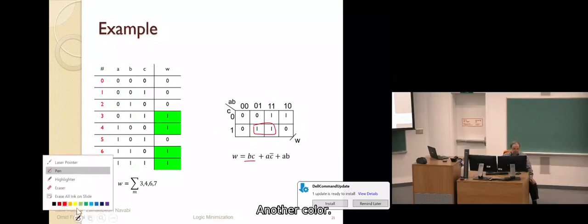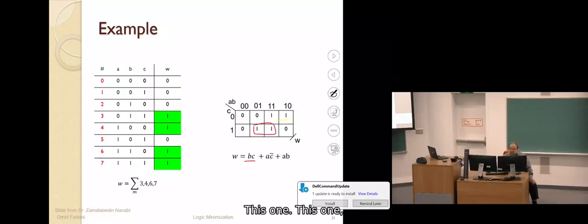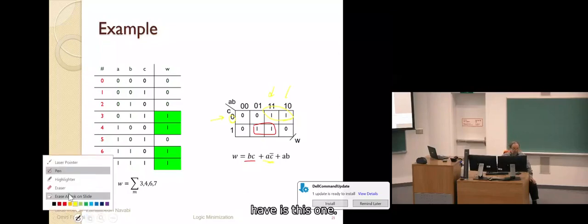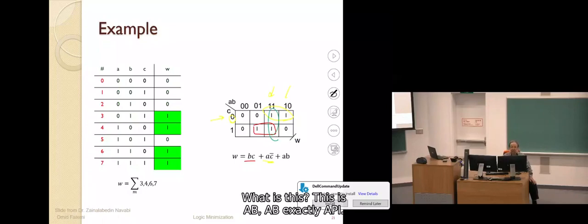Another color. This one, if you look at that, it is A and C naught. C is 0. So this is the one, A, C naught. The other implicant that we have is this one. What is this? This is AB. Yeah, AB. Exactly. AB. So we have 3 implicants.